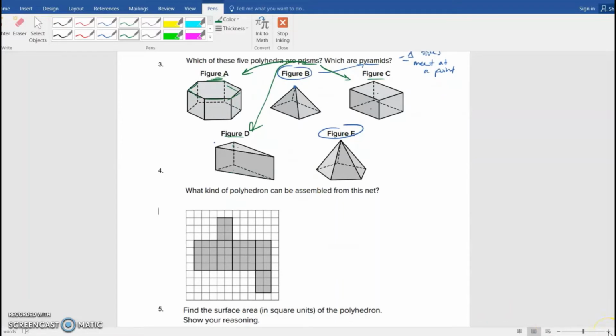Okay. Number 4 asks, what kind of polyhedron can be assembled from this net? So what I see on here is, if I were to take this and fold it up, and take this side and fold it up, then I'd have these 4 faces that folded together. I would have what we call a rectangular prism, with our 2 bases being rectangles.